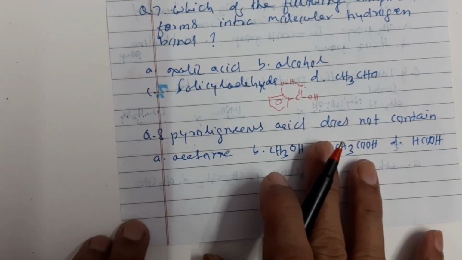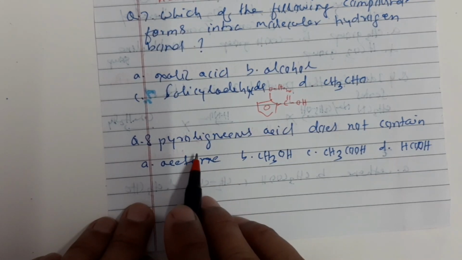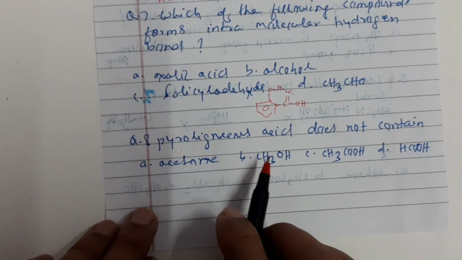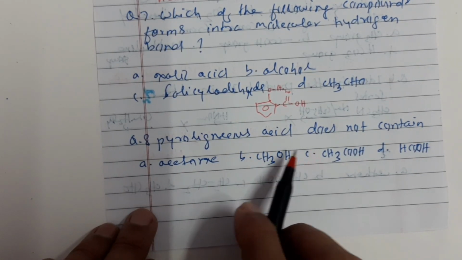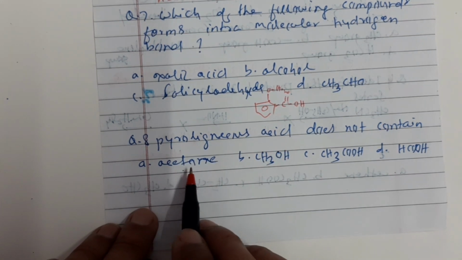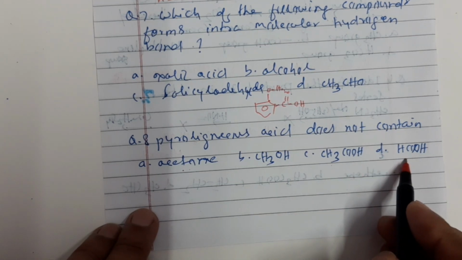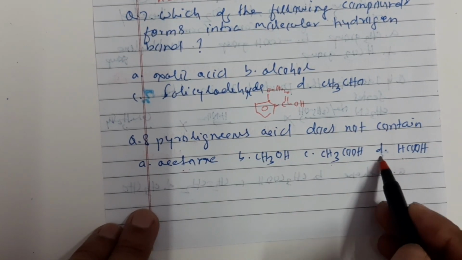That is known as intramolecular hydrogen bonding. Next, pyroligneous acid does not contain, and this is from the chapter on the extraction of acetic acid. When we extract acetic acid by the pyroligneous acid method, pyroligneous acid contains some percentage of acetone, some portion of methyl alcohol, and some portion of acetic acid, but there is no formic acid. So pyroligneous acid does not contain formic acid. So D is the answer.